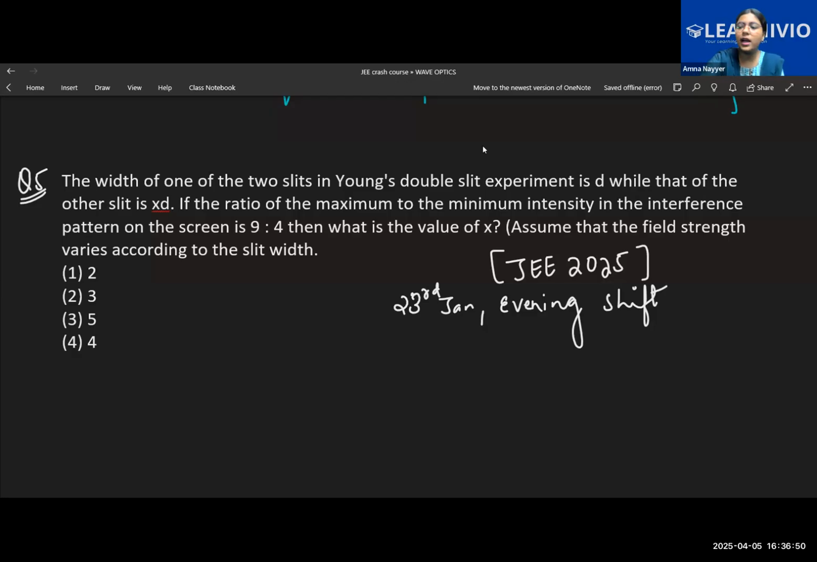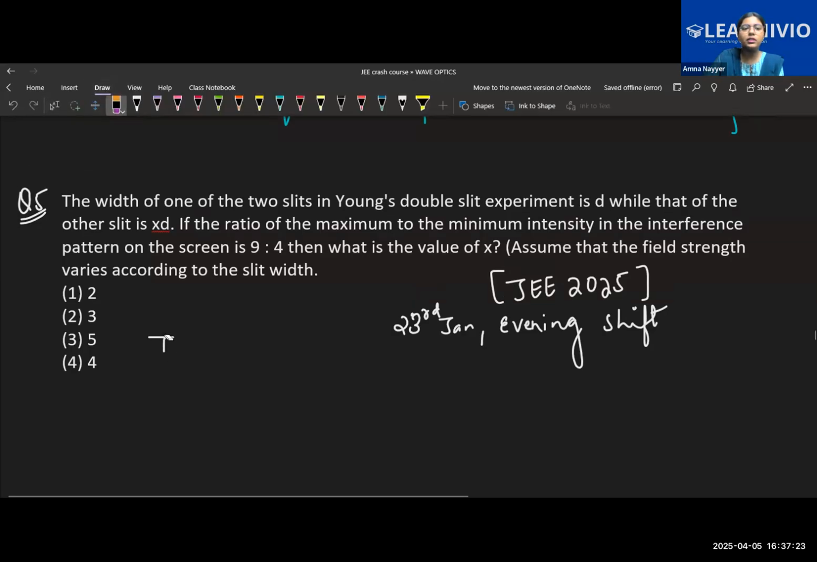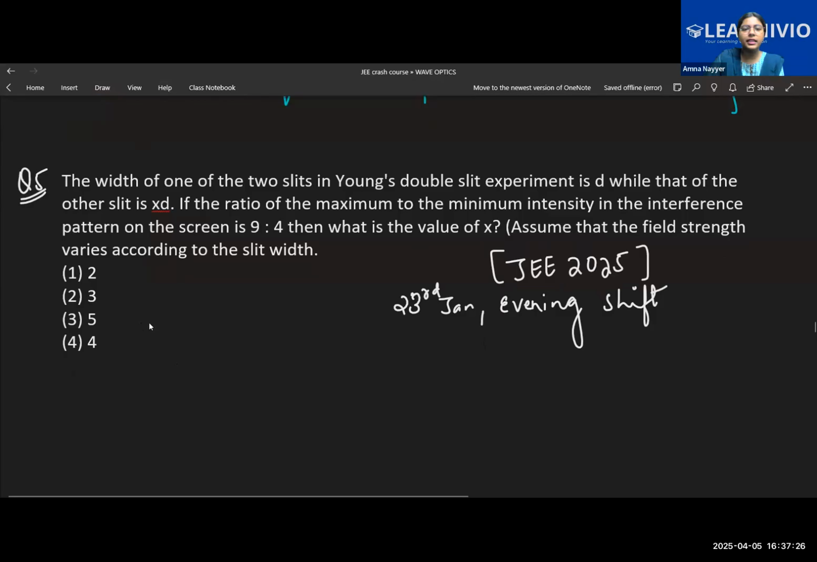Now, class, first of all, when you have this maximum to minimum, yesterday we studied about this intensity. So yes, Upasna, tell me what's the formula of the maximum intensity? Root I1 plus root I2 the whole square. And minimum is root I1 minus root I2 whole square. And Meera, how are intensity and amplitude related? Intensity is directly proportional to amplitude square. Yes. So here also, in the case of slit width, intensity is directly proportional to the square of slit width.